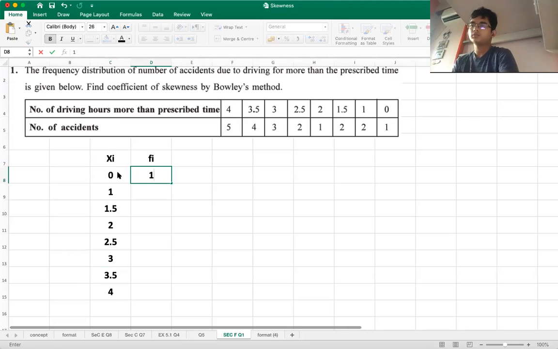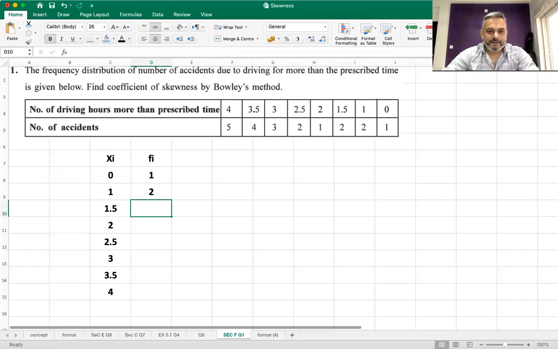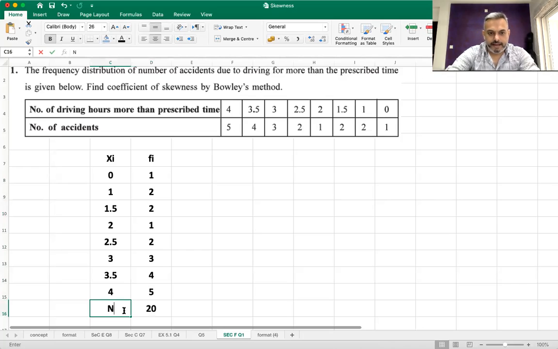Okay, so 1, 2, 2, 1, 2, 3, 4, and 5. So you have to arrange them first, do the totals. Total comes to 20. So n is equal to 20.